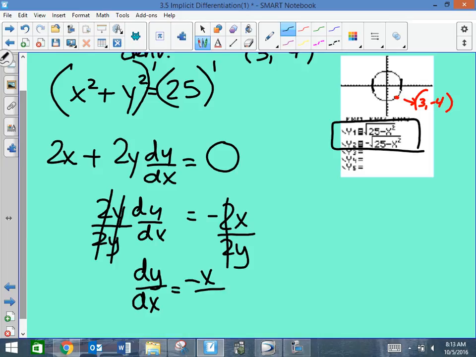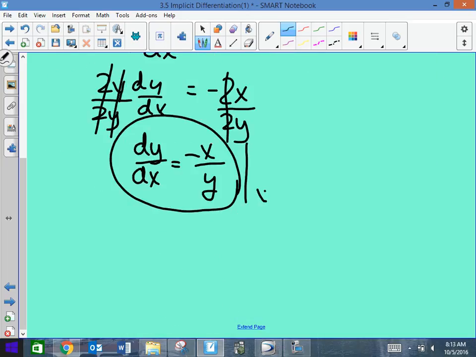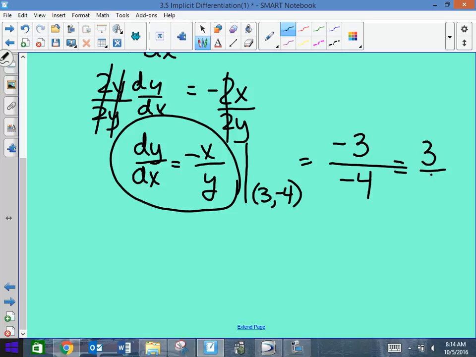dy/dx equals negative x over y. Just leave it alone, it's totally fine. Now x equals 3 and y equals negative 4. You're usually going to have that if you have an implicit function, you're usually going to have an x and a y to solve. Okay, so what's that? Negative 3 over negative 4, which is 3/4.